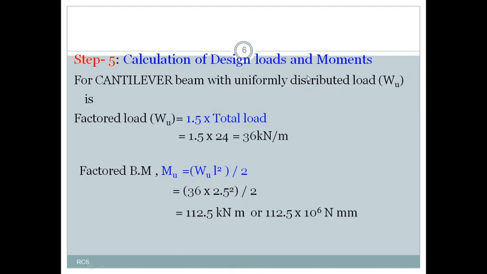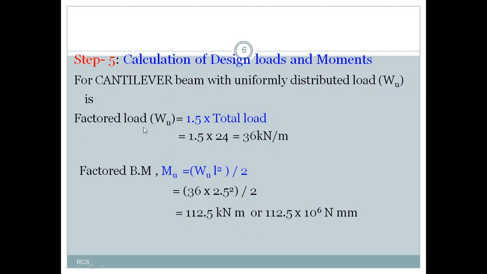Calculation of design loads and moments for a cantilever beam with uniformly distributed load: the factored load we have to calculate first. For calculating that uniformly distributed factored load, it is the partial factor multiplied by the total load. The total load we have calculated in the previous slide is 24, which will be multiplied with 1.5. We will get 1.5 into 24 equal to 36 kilonewton per meter.